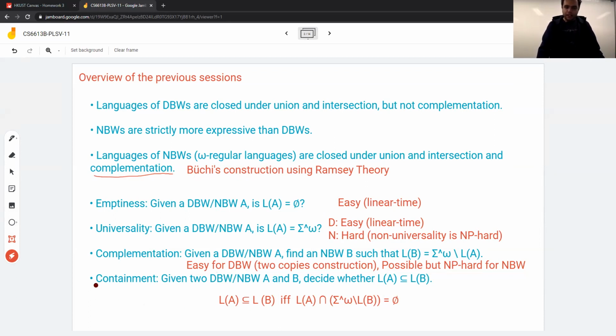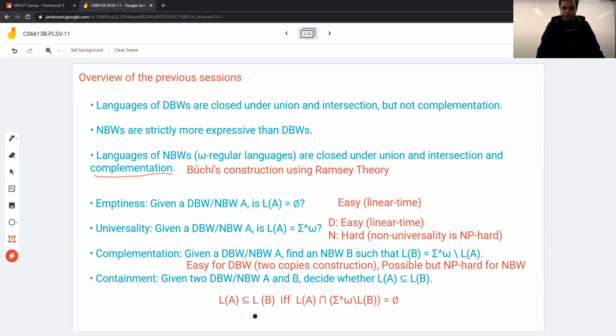And finally, I told you that another problem that is very important is the problem of containment. The idea here is that you are given 2 automata and you want to see whether the language of one is included in the language of the other. Actually, we're not going to talk about containment a lot. We're only going to use it in the later modules.